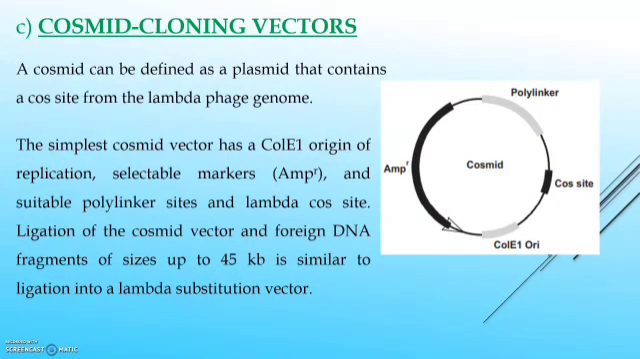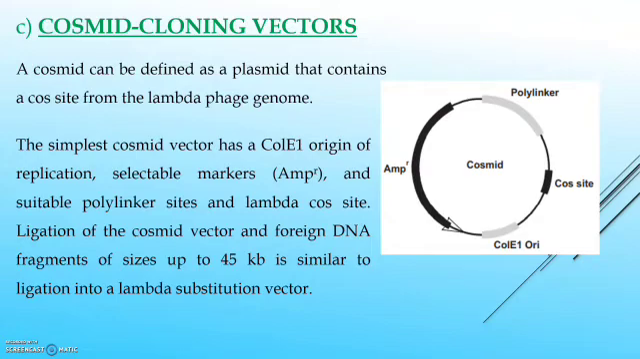And the next type of cloning vectors are cosmid cloning vectors. These were among the first large insert cloning vehicles which were developed. A cosmid can be defined as a plasmid that contains a cos site from the lambda phage genome. The simplest cosmid vector has a ColE1 origin of replication, selectable markers such as AmpR or tetracycline, a suitable polylinker site, and a lambda cos site. Ligation of the cosmid vector and foreign DNA fragments of sizes up to 45 kilobase pairs is similar to ligation into a lambda substitution vector.